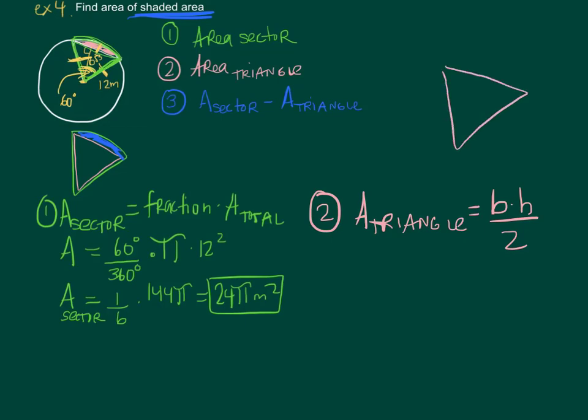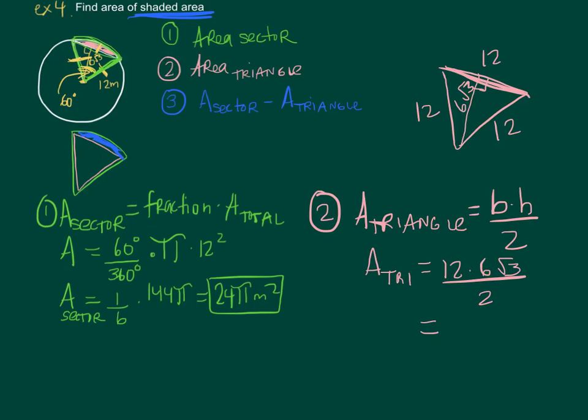So this is 12, this is 12, this is 12, and there's a height drawn, and it says 6 square root 3. So let's find the area of the triangle. I'm going to call it area, and I'll just put tri here because it's too much to write. My base is 12, my height is 6 square root 3, and I'm going to divide by 2. That's 12 times 6, that's 72 square root 3 over 2, or 36 square root 3 meters squared. And that is the area of the triangle.